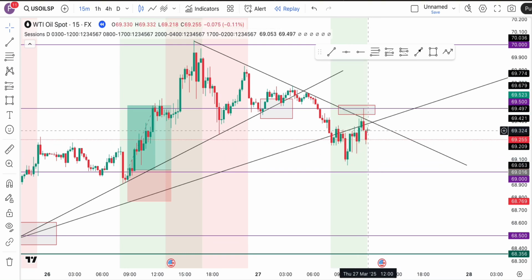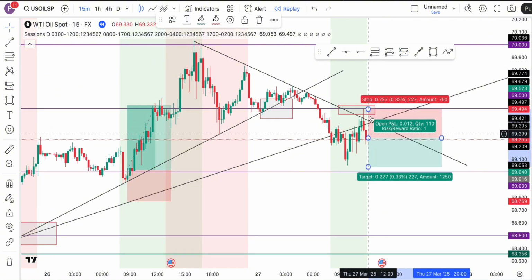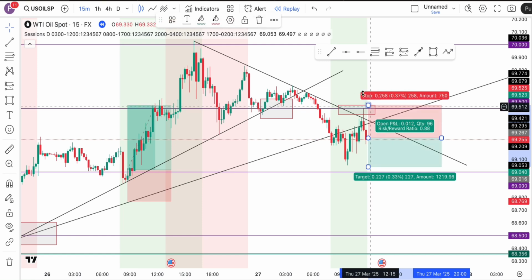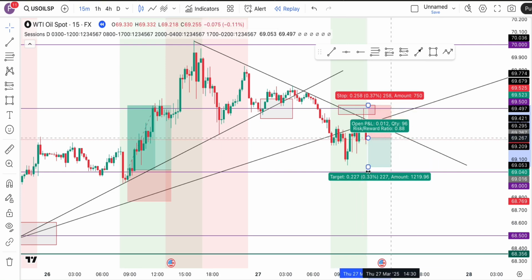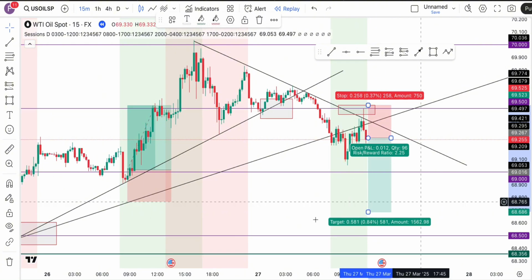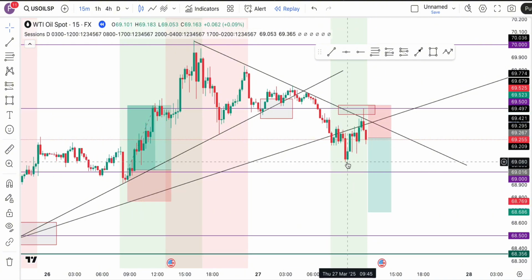Then I'll change my position immediately to a selling position. My stop loss will be a bit above this point, 25 pips. Yes, 25 pips. This is where my stop loss will be. Then I'll target 1 to 2, somewhere around here.